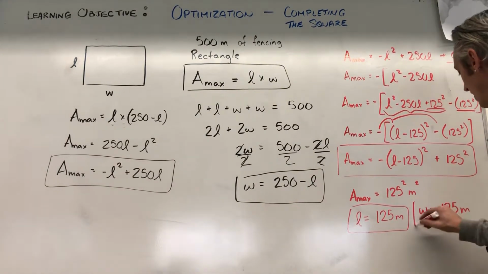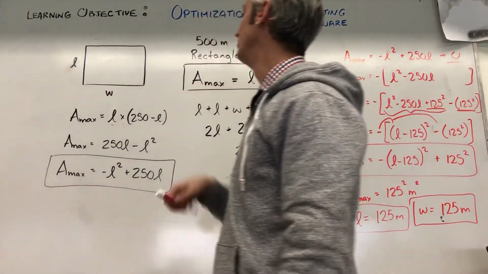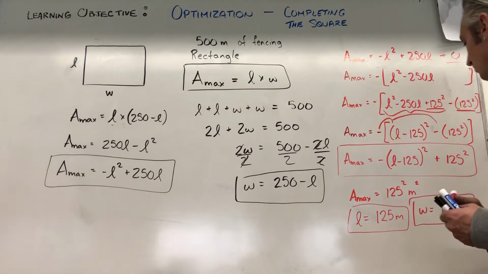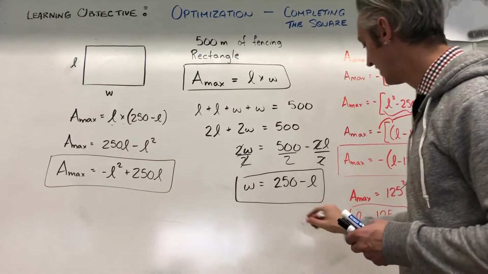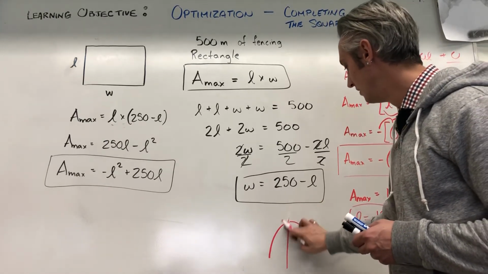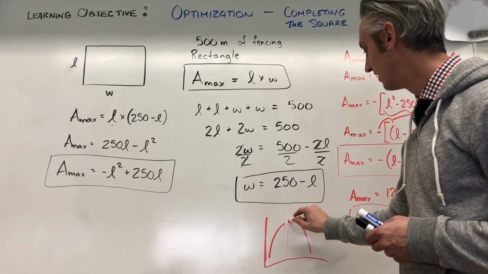So a perfect square is the best use of my fencing to create this, and it works out quite nicely. So my length is 125, my width is 125, and that gives me my max area. It would look something like this. Okay, so this is my max right here.